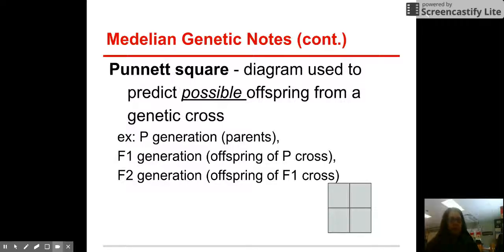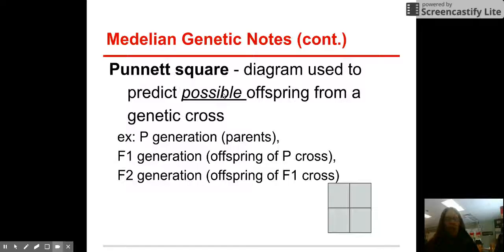First of all, do you remember this from middle school at all? Did you have to do this in middle school at all? Some of you may have. All right, so we'll see a little bit of review here. The first thing you really need to know about a Punnett square is that it's used to show the possible offspring. It's not going to show you exactly what's going to happen. Okay? It shows you the probability.